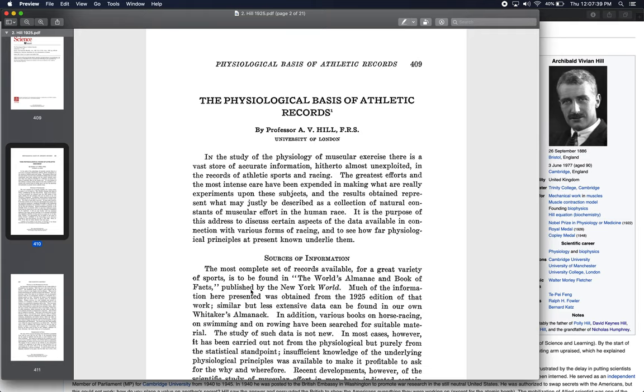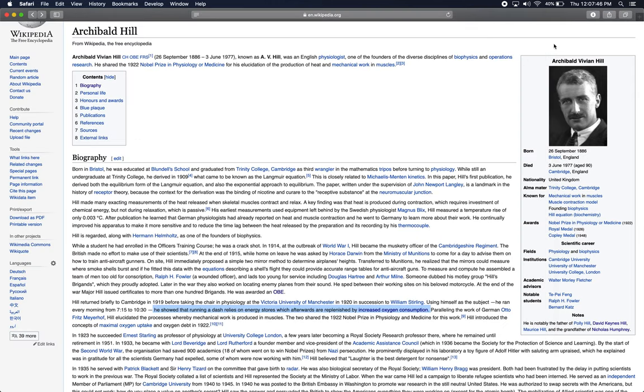This is by a fellow named Professor A.V. Hill. The A.V. stands for Archibald Vivian. And I wanted to spend a little bit of time on him. He's this dapper looking fellow that I pulled up on Wikipedia here.